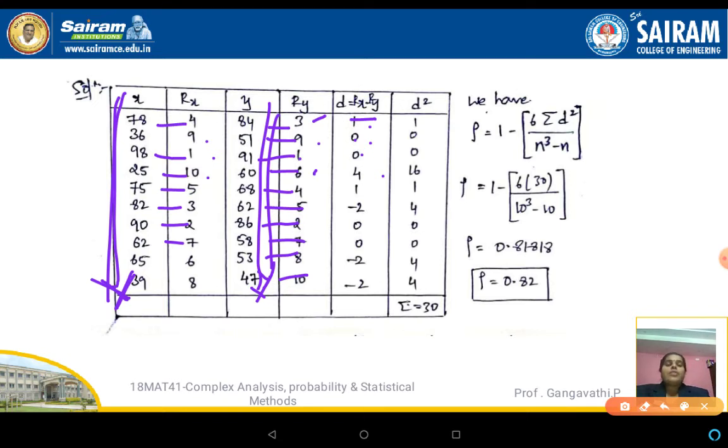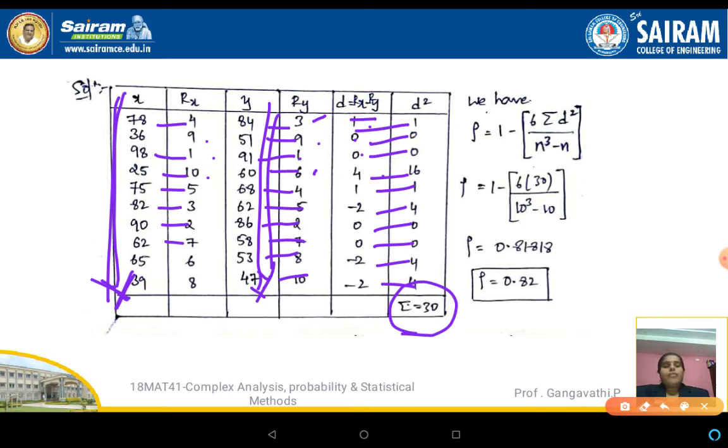And now make the square of the differences. 1 square is 1, 0 square is 0, 0 is 0, 4 square is 16, 4 square is 16, 1 square is 1, minus 2 square is 4, 0 square is 0. Likewise, 2 square is 4 and 2 square is 4. Minus 2 whole square gives us 4. And we need the summation of d square to substitute in the formula, which is equal to 30.